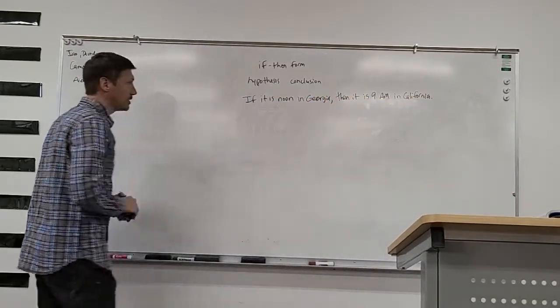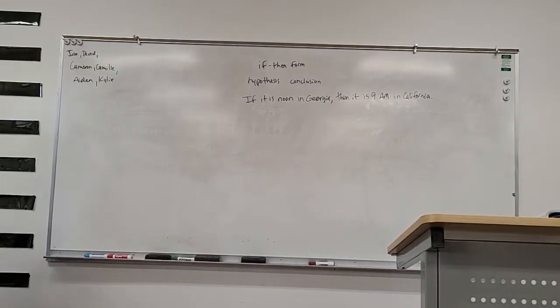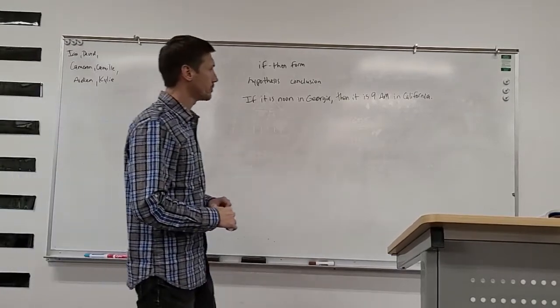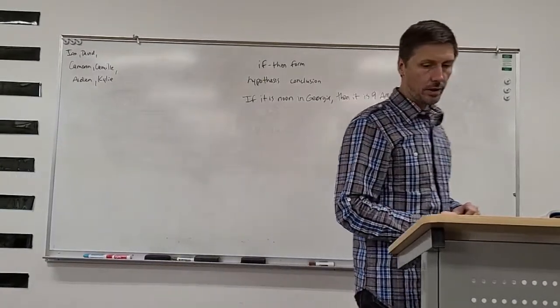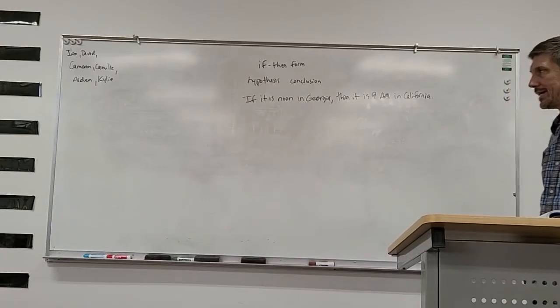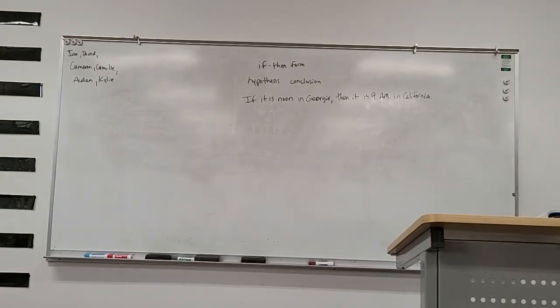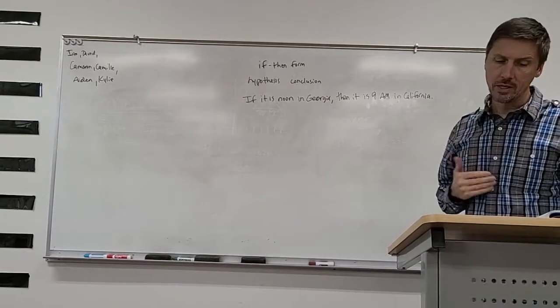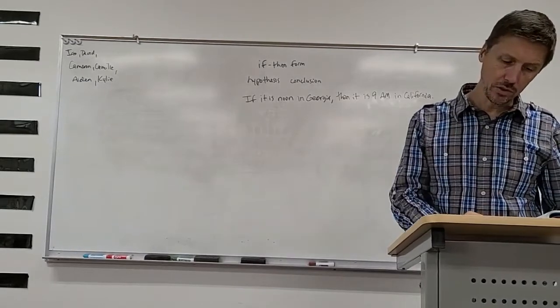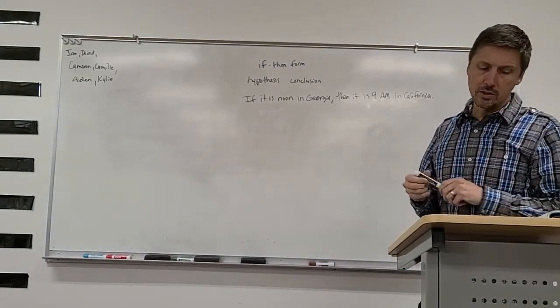If it is noon in Georgia, then it is 9 a.m. in California. All right, so there's our if-then statement. Our hypothesis, if it's noon in Georgia, then the conclusion, it must be 9 a.m. in California. So just making sure that you understand if-then statements, you know how to read those, you know how to identify each part. So they give us some other examples.